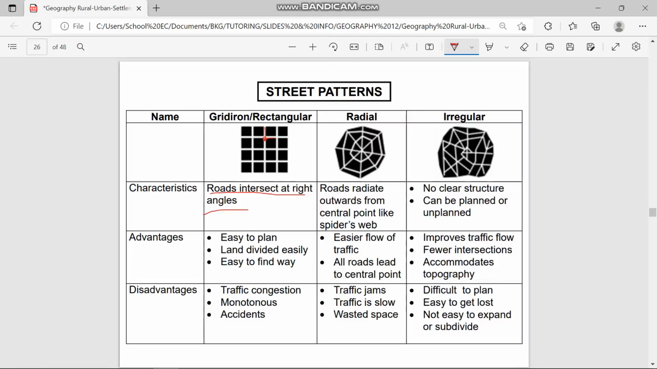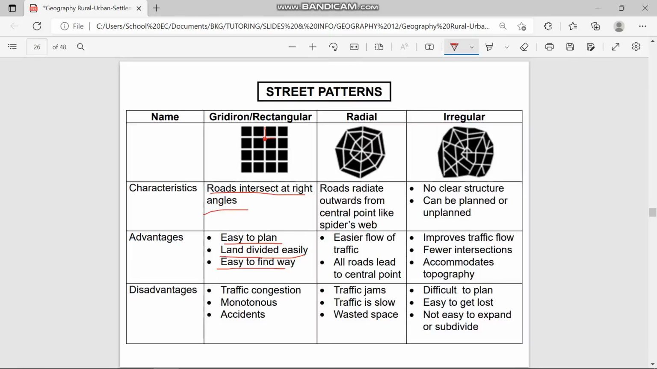Advantages: it's easy to plan. That's number one. Land is divided easily. It's easy to find ways. For instance, this is mostly used in our bigger cities here in South Africa, like Durban, Cape Town, and Johannesburg. More especially, they use the grid pattern because they have tall buildings and so on. It's not easy to get lost, because it's in a uniform way. It's easy to find ways.